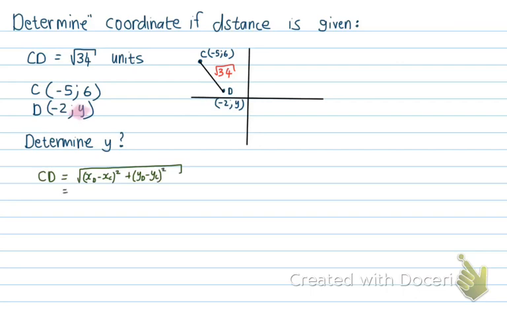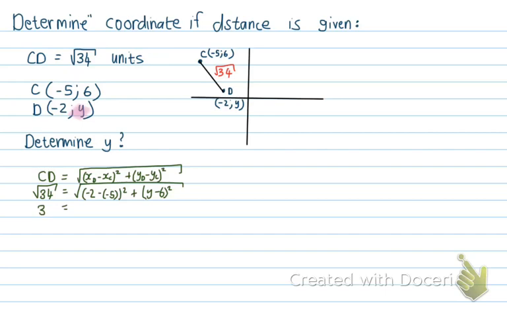Now I'm going to put in what I have. xd, the x value of D, is negative 2, minus the x value of C, which is negative 5, squared. Plus the y value of D is y, minus the y value of C is 6, squared. Now I have negative 2 minus negative 5. That is negative 2 plus 5, which is 3. So let's just put in what CD was. CD was square root 34.